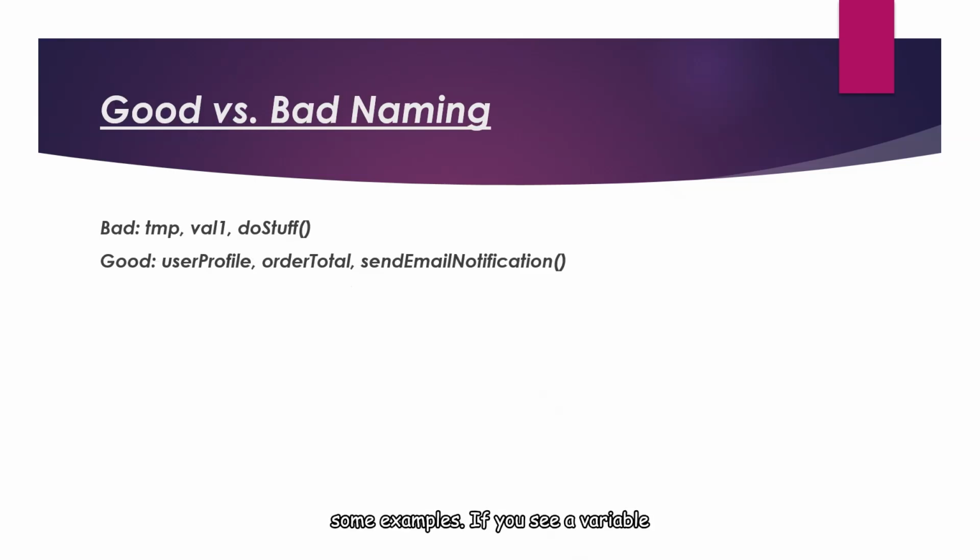Let's compare some examples. If you see a variable named val1, what does it mean? It forces you to dig deeper, but a name like order total immediately communicates its role. Similarly, a function named doStuff tells you nothing about what it actually does, but saying email notification gives clarity and confidence. Ask yourself, if I read this name in isolation, would I understand its purpose?